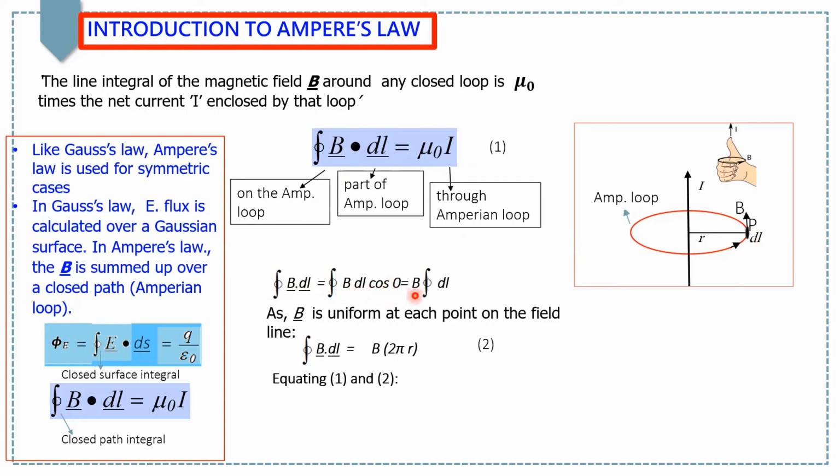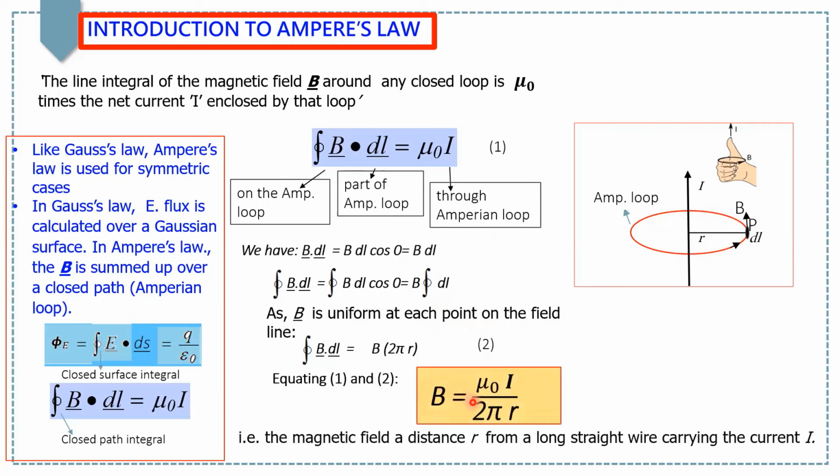Because the magnetic field is uniform at each point on the field line, we keep it outside of the integral. And the closed integral of dl means the integral of the elements which form the whole circle of circumference, and that is equal to 2 pi r. So now equating equation 1 with equation 2, we get B is equal to mu naught I over 2 pi r. It shows the magnetic field at a distance r from a long straight wire carrying the current I. So that's all for today's lecture.